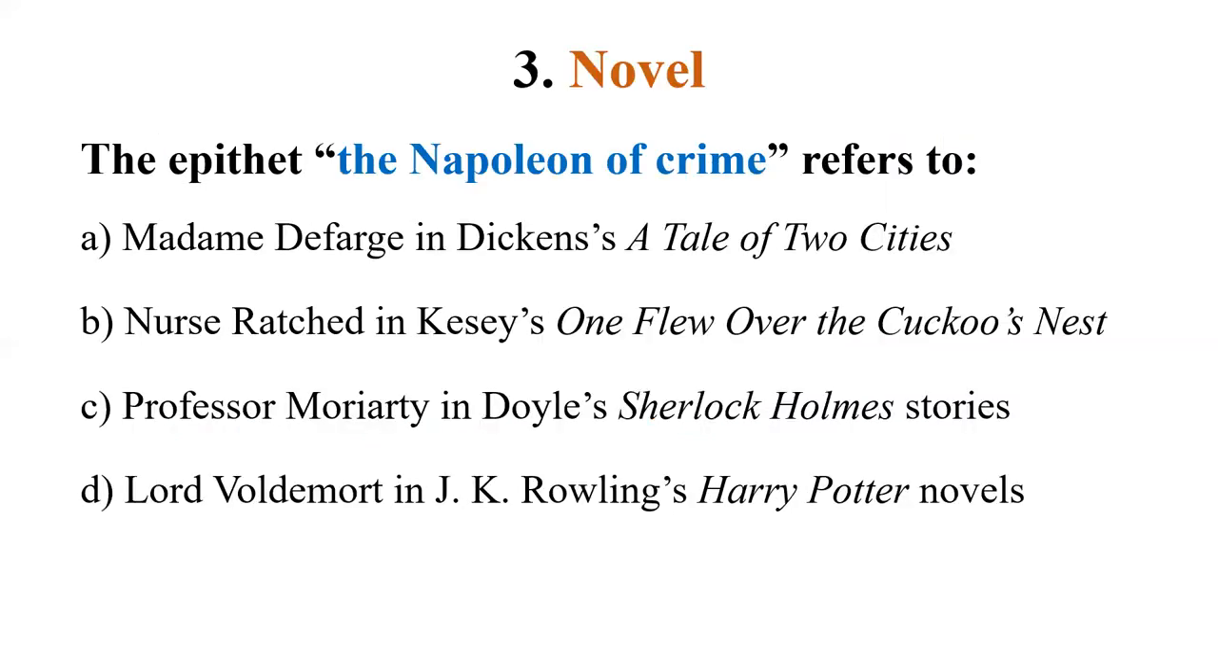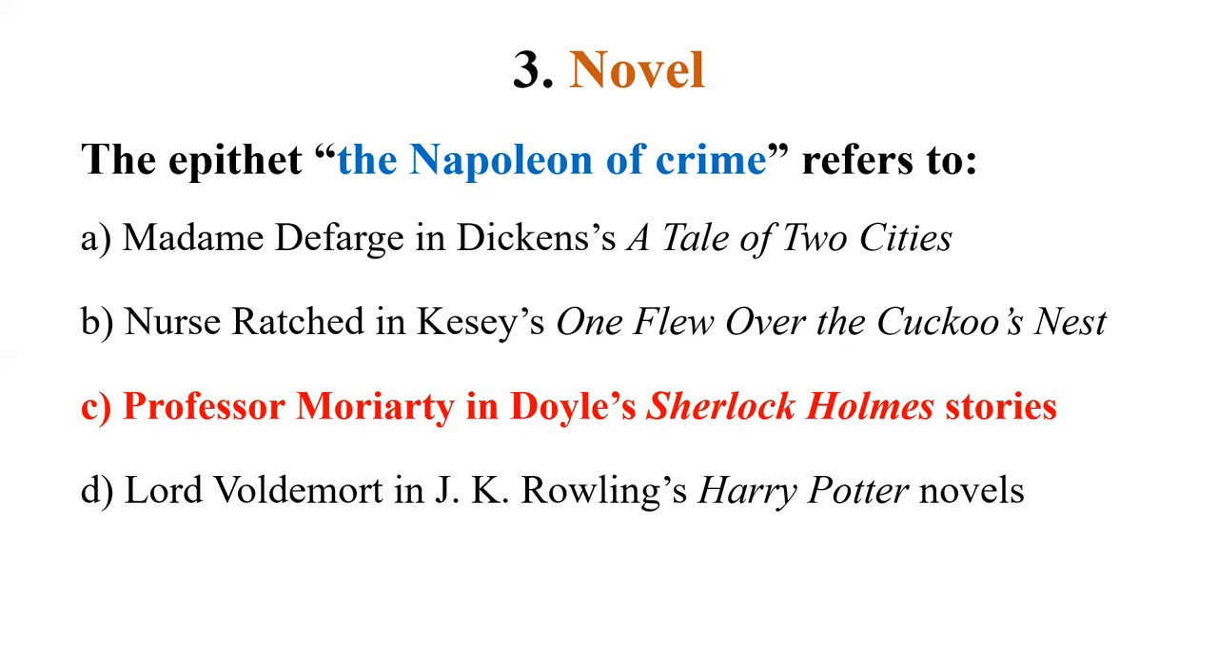Then novel. The epithet, the Napoleon of crime, refers to option A, Madame Defarge in Dickens' A Tale of Two Cities. B, Nurse Ratched in Ken Kesey's One Flew Over the Cuckoo's Nest. C, Professor Moriarty in Arthur Conan Doyle's Sherlock Holmes series. D, Lord Voldemort in J.K. Rowling's Harry Potter novels. So all are villains or antagonists. Who is called the Napoleon of crime?